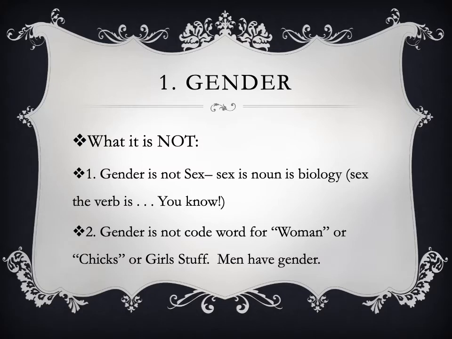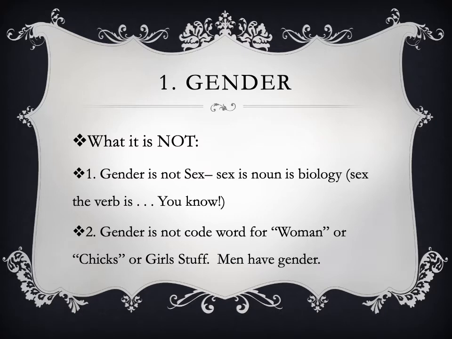Oh, what else is gender not? It's not a code word that means chicks or women or girl stuff. Everybody has gender. Women have gender, men have gender, non-binary people have gender. Everybody's got gender, and there's not just 1 or 2. There's lots and lots of them. For example, my performance of womanhood is very different, I assume, from most of your guys' performances of womanhood, because I am a 58-year-old white hippie lady with a huge collection of Birkenstocks, and you are not, right?